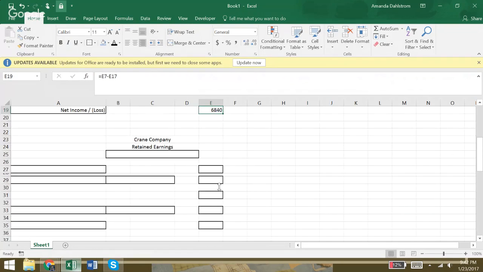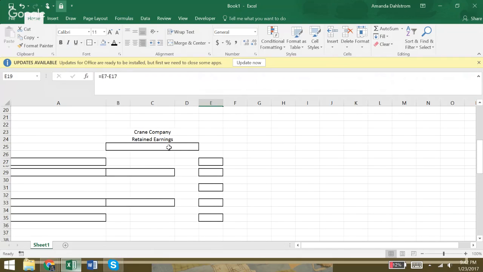Okay, next item on the homework is to find the retained earnings. And again, we put a time period. We have month ending August 31st. And the first thing we have on the retained earnings statement is the previous retained earnings as of August 1st, 2017.